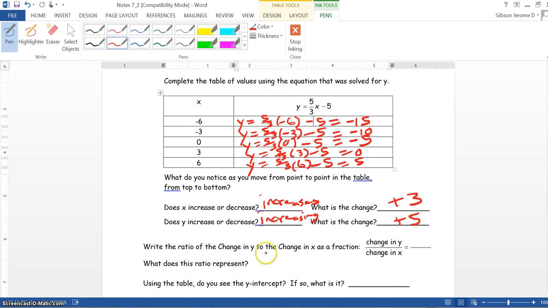Now, write the ratio of the change in y to the change in x. So the change in y is positive 5, and the change in x is positive 3. It says, what does this ratio represent? It represents the slope. Using the table, do you see the y-intercept? If so, what is it? The y-intercept is when x is 0. So the y-intercept is (0, negative 5).